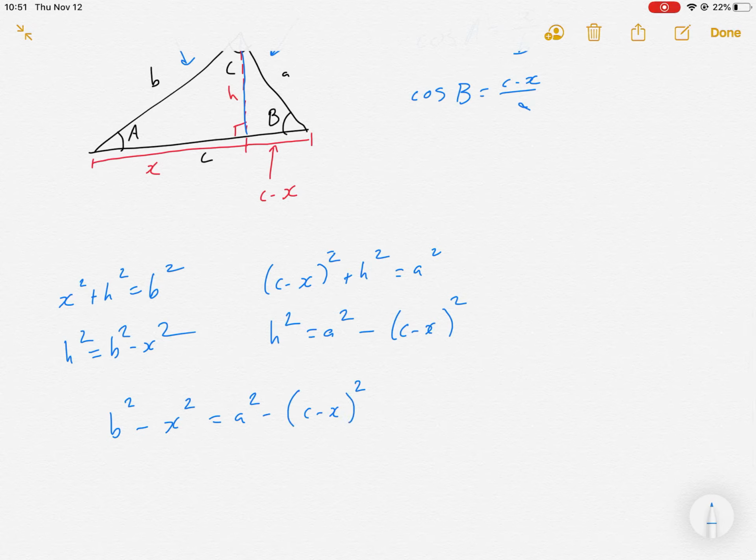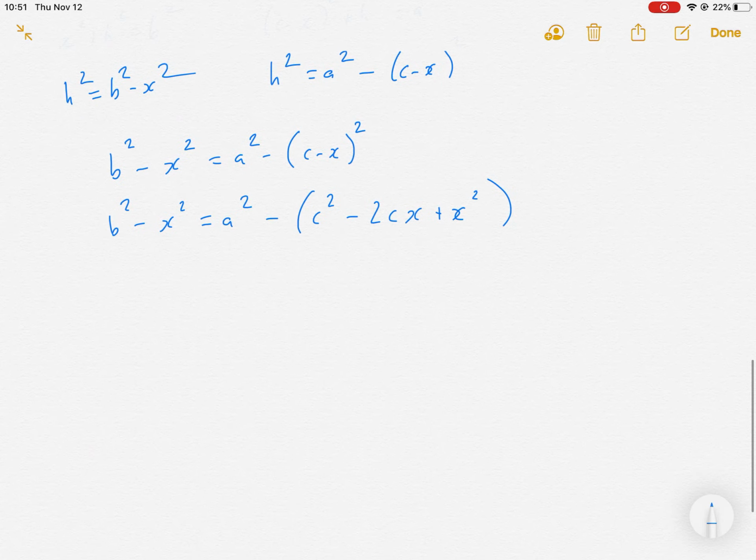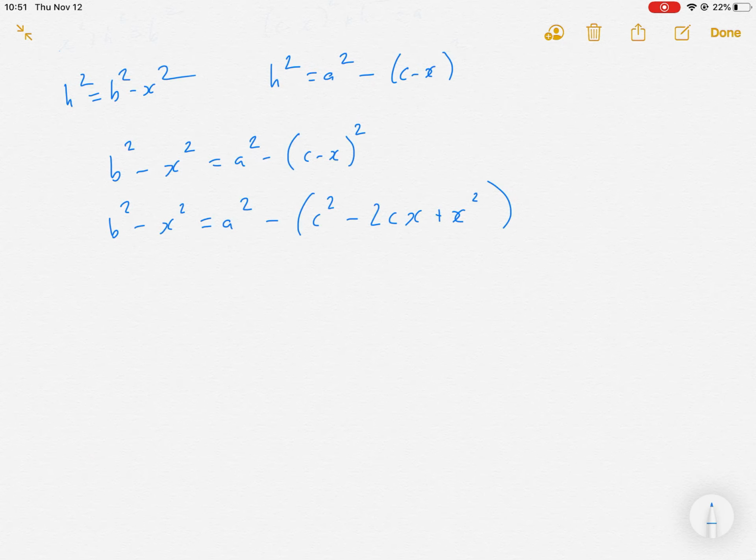(c minus x) squared. Now this x is kind of bugging me because in the final formula for the law of cosines, I don't actually have an x in there. So we're going to take that (c minus x) squared and expand it and hopefully get some cancellation. So it's going to be a squared minus, and then this will be c squared minus 2cx plus x squared. If you expand that out and distribute everything, that's what you would end up with. Great. So at this point I have b squared minus x squared equals a squared minus c squared plus 2cx minus x squared.